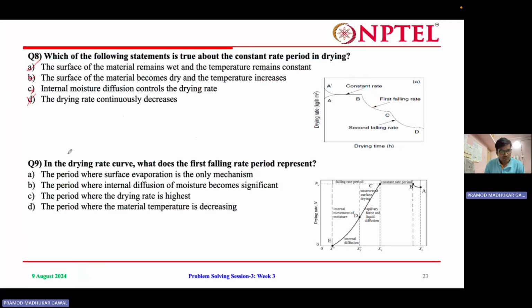In question 9, in the drying rate curve, what does the first falling rate period represent? The options given: the period where surface evaporation is the only mechanism. No, this is not possible here. The period where internal diffusion of the moisture becomes significant. This may be possible. Option C, the period where the drying rate is the highest. No, the highest rate is in the constant rate period. And option D, the period where the material temperature is decreasing. No, this is not possible. So option B is correct, the period where the internal diffusion of moisture becomes significant.